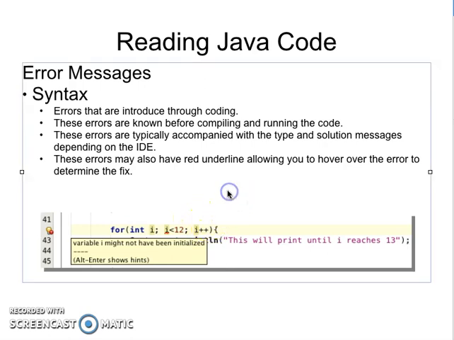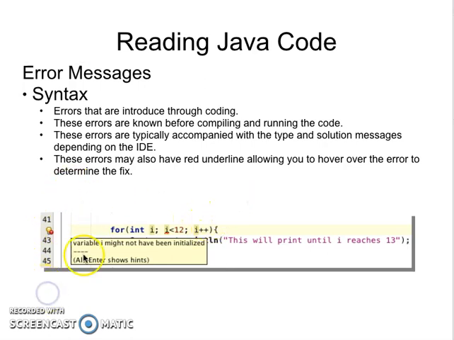So these types of errors, again, are introduced by the developer. These errors are typically accompanied with the type and solution messages, as you see here below. It tells you what type it is, and it kind of tells you also what you need to do. So basically, it's a variable error. It's not initialized, so basically it's telling you need to initialize it.